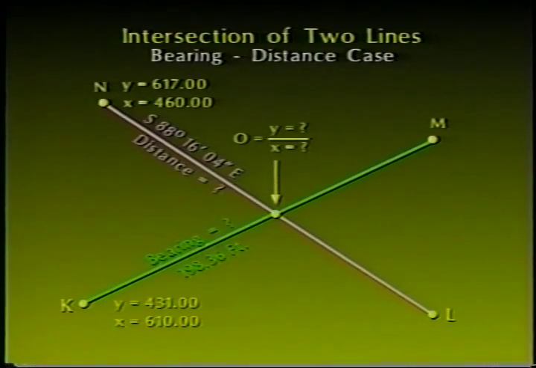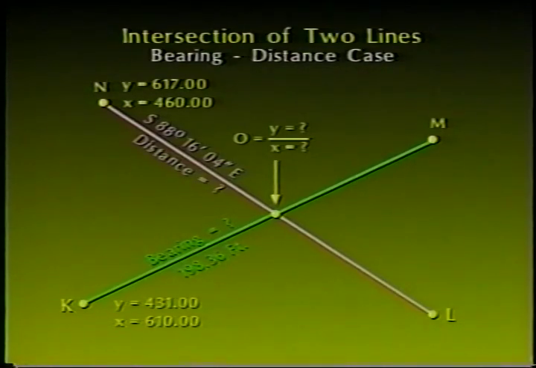In a typical programmed computer solution, coordinate values for N and K are entered along with the bearing of line N, O, and the distance of line K, O. The computer will then process the data using the coordinate geometry equations. The coordinate value of point O and the distance for line N, O, along with the bearing of line K, O, will be displayed or put into the proper storage registers.